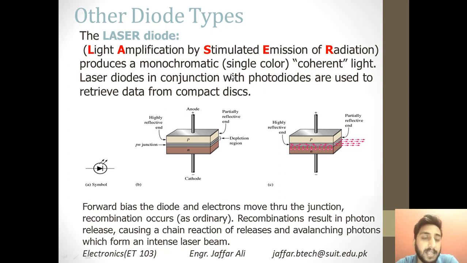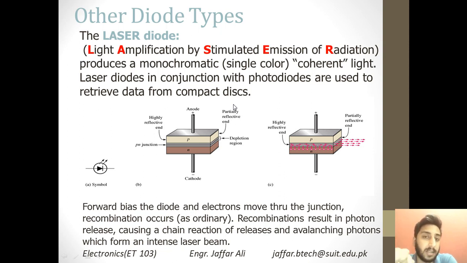And how does it work? Basically, laser diodes in conjunction with photodiodes are used to read the data from different compact discs. So you see that these types of diodes are normally used in combination with photodiodes, because we have learned that photodiodes generate some specific color light, and this diode actually increases the intensity of that light in the specific direction. So you will get a long range of the light instead of a dispersed wave. So you will get a stimulated emission of that light.